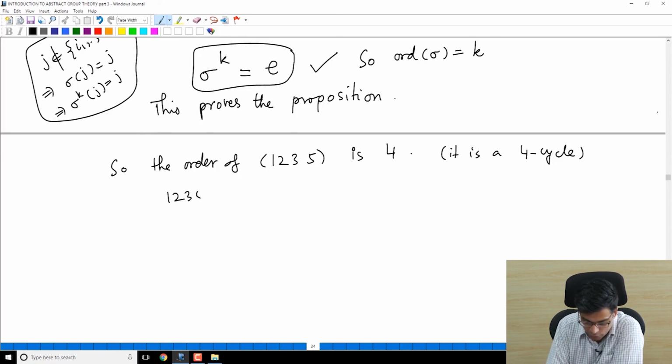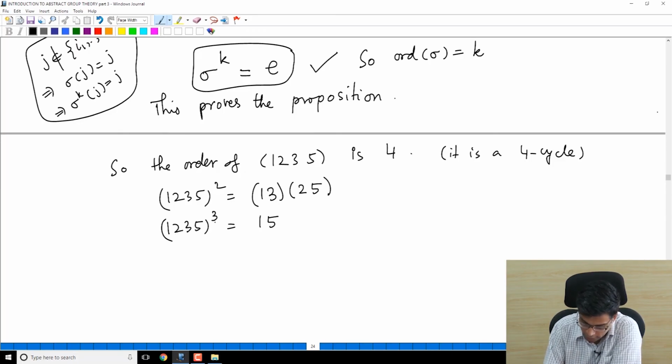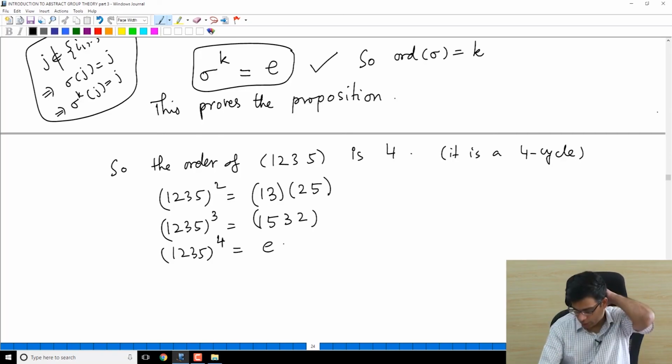So maybe I'll just do it quickly. (1 2 3 5) squared is, 1 goes to 3, 3 goes to 1. So that's (1 3), and 2 goes to 3, 3 goes to 5, so (2 5). Okay, what is (1 2 3 5) cubed? So 1 goes to 5, 5 goes to 3 actually, and 3 goes to 2. And (1 2 3 5) to the 4th is identity. Okay, so this I'll let you check. So check this.